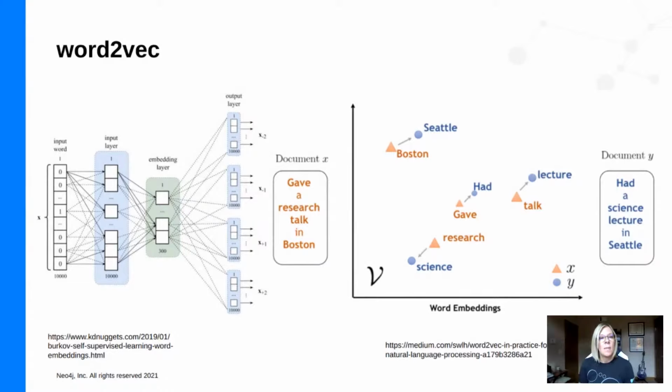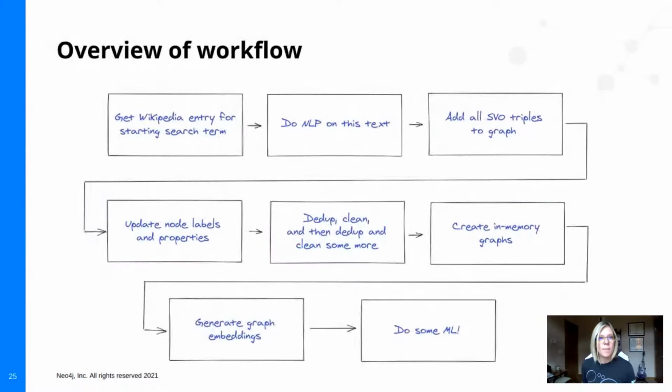We call these things vectors when we get a whole list of them, or embeddings, same thing. And what we assume here is that similar words will be close to other words in the vector space of those embeddings. So for instance, you see on the right, Boston is close to Seattle, because they're both cities. Research is close to science. And we have ways mathematically that we can determine how close those things are.